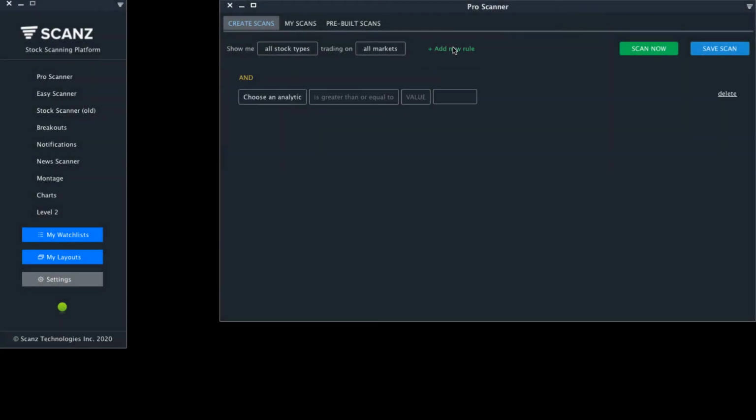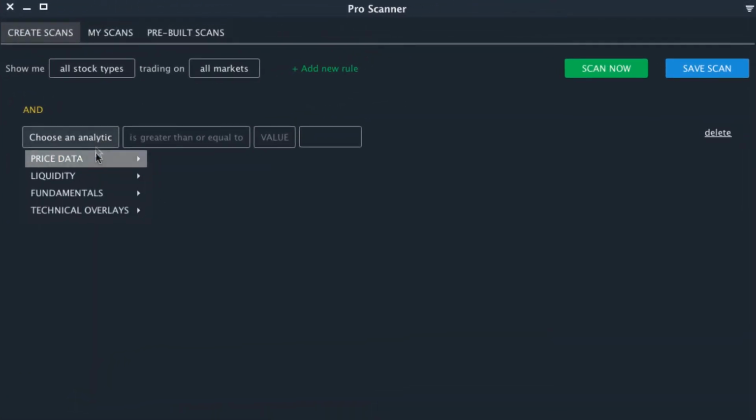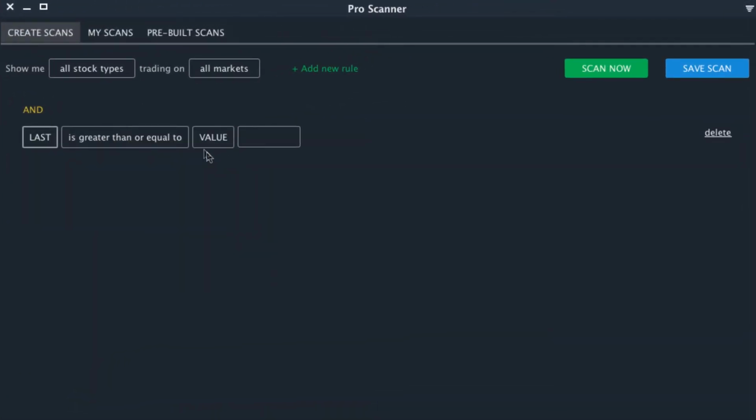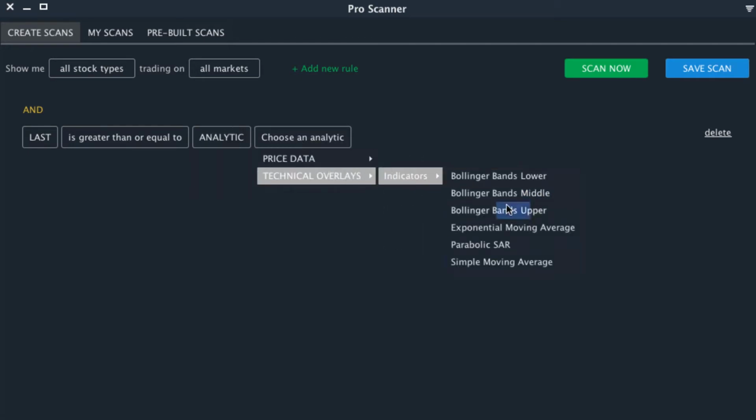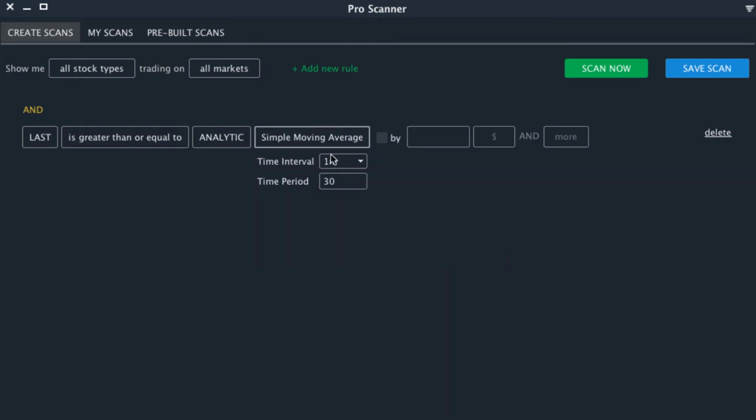We want to see where a stock's price is relative to the moving average. So we'll start by choosing the price last is greater than or equal to the analytic, and then we'll choose a technical overlay called the simple moving average. We'll set our time interval to daily and the time period to 50, which represents the 50-day simple moving average. So if we ran this scan now, we'd see all stocks that are trading above their 50-day simple moving average.